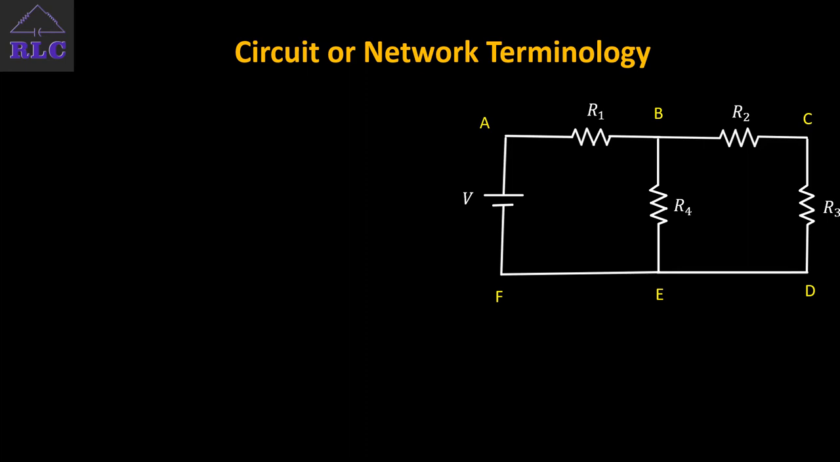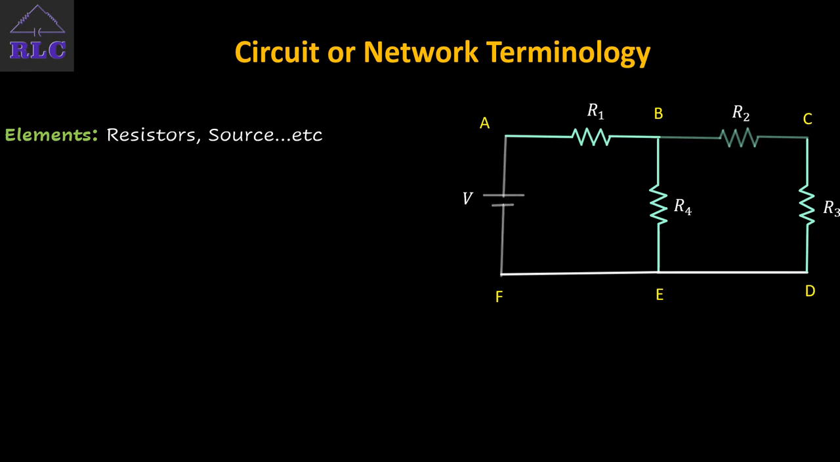Today's session will study circuit or network terminology. Let us take an example. The circuit consists of resistors and voltage sources. So the first term, elements. Elements we already studied earlier. Elements are resistors, capacitors, inductors, and any sources, voltage source or current source, which are present in the circuit. In our example, resistors R1, R2, R4 and the voltage source R3 belong to elements.